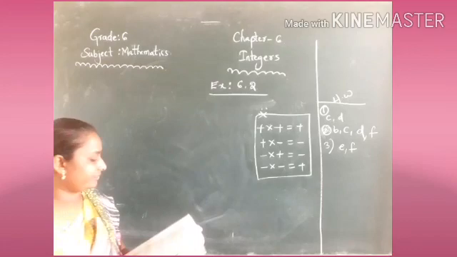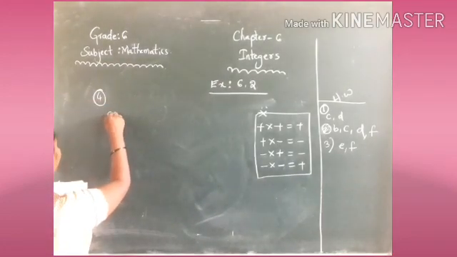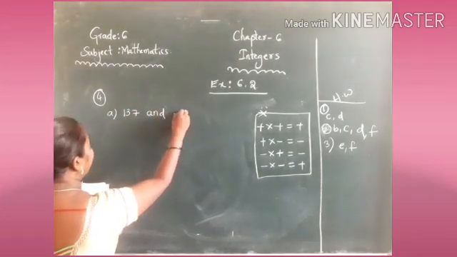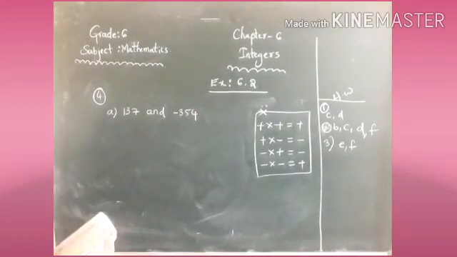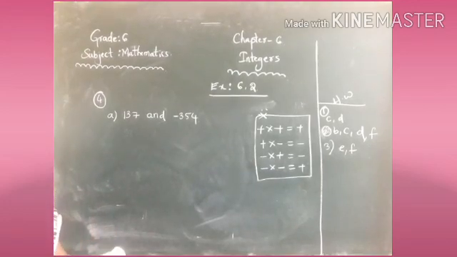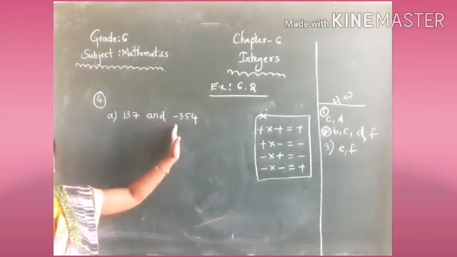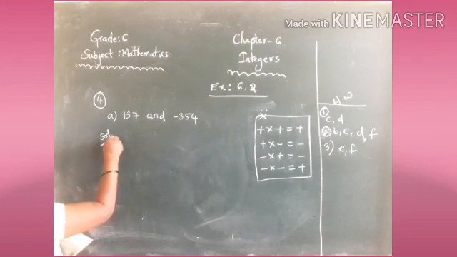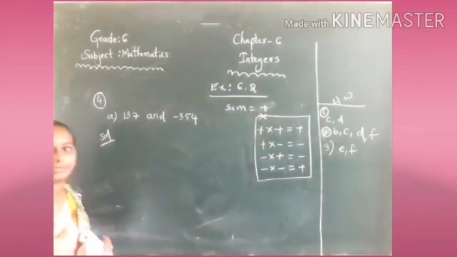Right. Find the sum of 137 and minus 354. Okay, sum means, yes, sum is nothing but addition. Here also we have to add these two integers. Right. So here sum means you have to remember plus. Sum is equal to plus.